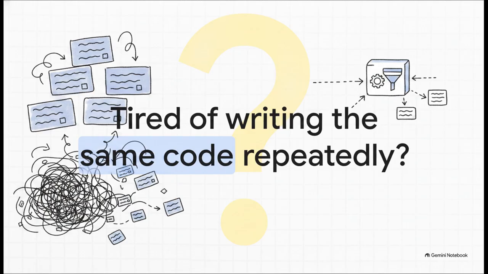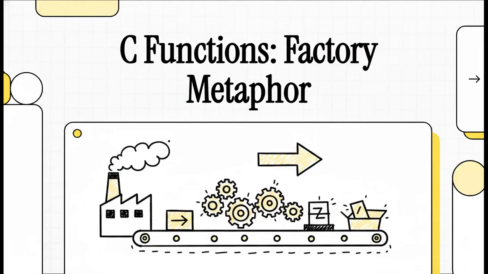Welcome to this explainer where we are going to completely eliminate that frustration for good. Today, we're taking a fresh look at one of the absolute fundamental building blocks in software development, C functions. But look, we are not just going to sit here reading through dry programming theory. No way. Instead, we're going to use a super intuitive concept to break this all down into a really elegant framework. We're calling it the factory machine metaphor.